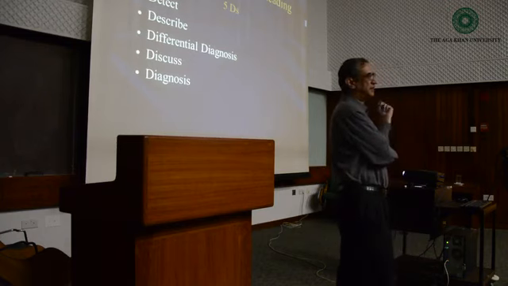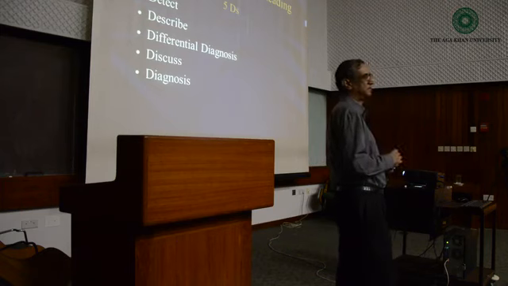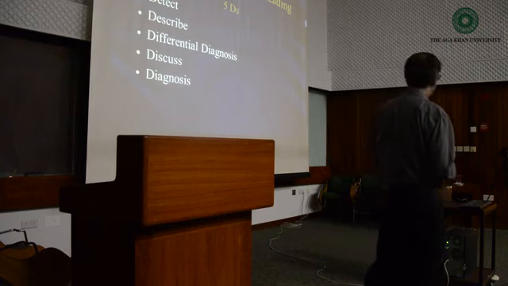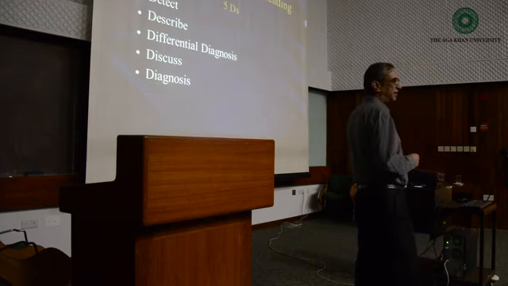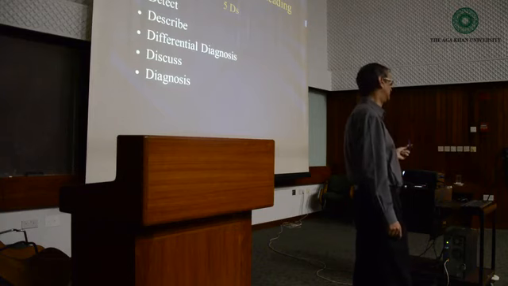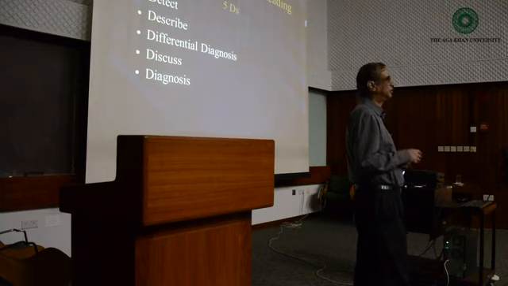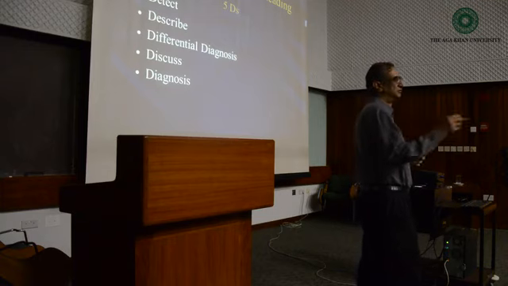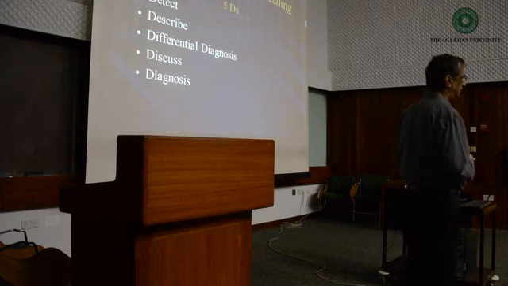You detect what is abnormal, you describe the abnormality, the features, when it happens, and you come up with a differential diagnosis, narrow down the differential by discussion, and preferably have a single diagnosis or at least a shorter list. So if you had a list of 5, if you come down to 2, you could do certain laboratory tests to further come down to the final or the single diagnosis.